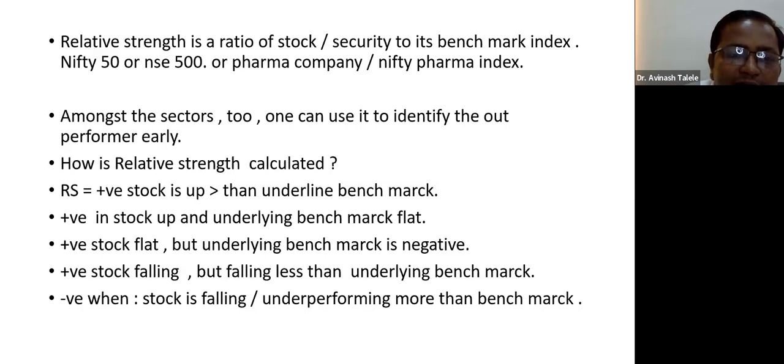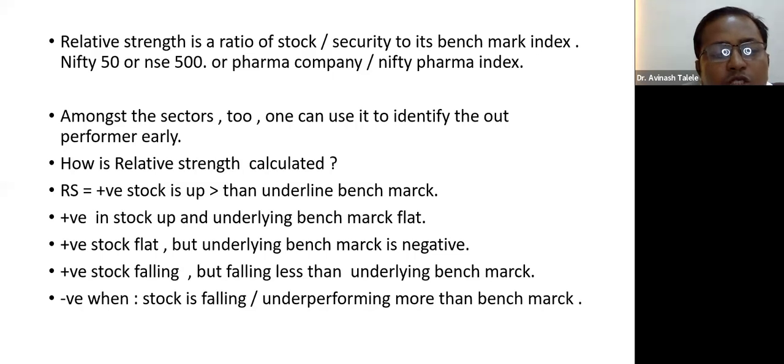First, we need to identify the sector, and from that sector, because the sector is made up of multiple stocks, some of the stocks are pulling the index or the sector up. We have to identify them. How is it calculated? Relative strength is considered positive if the stock is up more than the underlying benchmark. If the stock is up 5% and the Nifty is up 1% in, say, one month, the stock is outperforming Nifty by 4%. That means it is an RS positive stock.